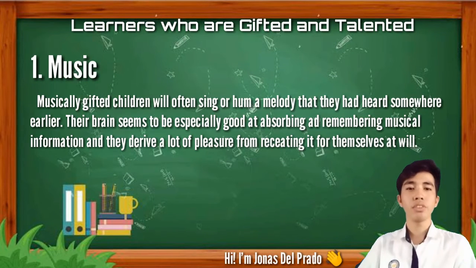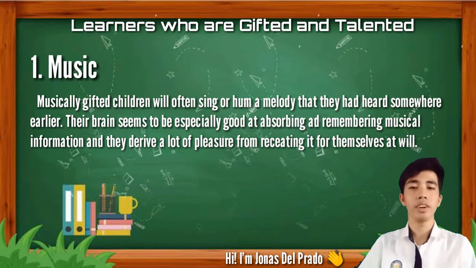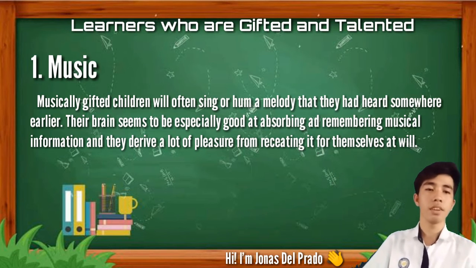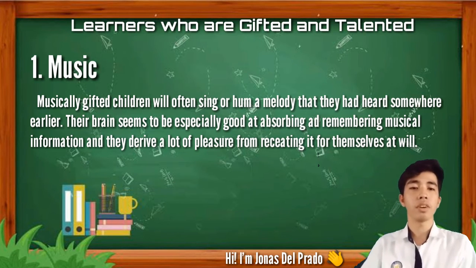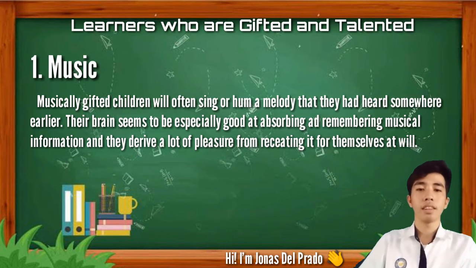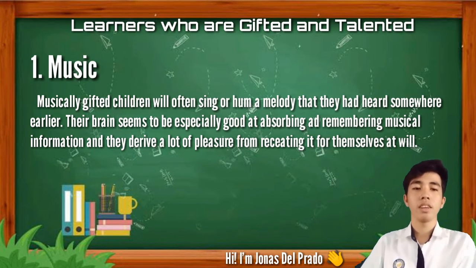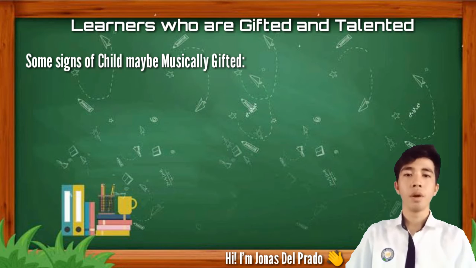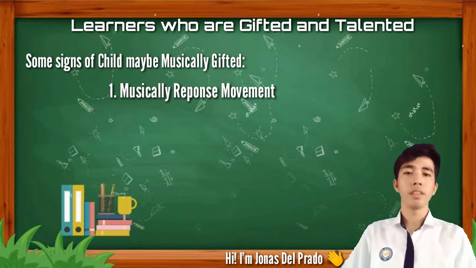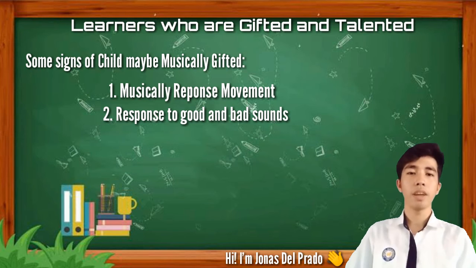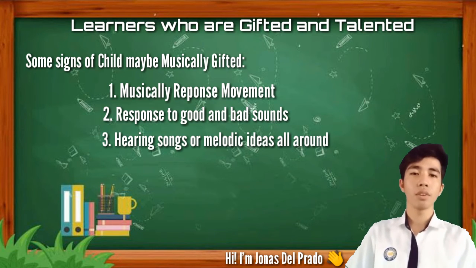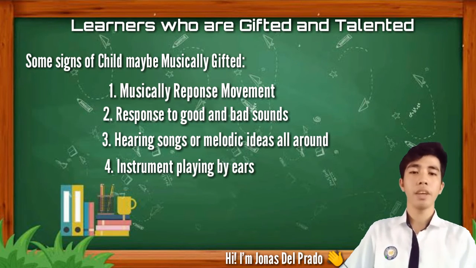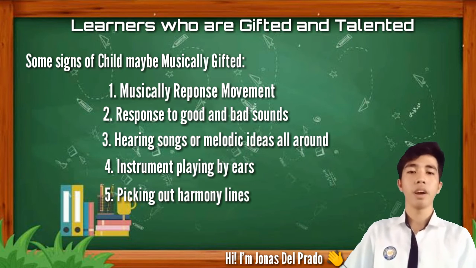First, music. Musically gifted children often sing or hum a melody that they had heard somewhere earlier. Their brain seems to be especially good at absorbing and remembering musical information, and they derive a lot of pleasure from recreating it for themselves as well. What are the signs that the child is musically gifted? First, responds musically to movement. Second, responds to good and bad sounds. Third, hears songs or melodic ideas all around. Fourth, plays instruments by ear. And fifth, picks out harmony lines.